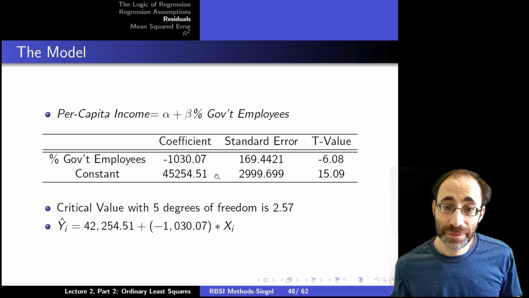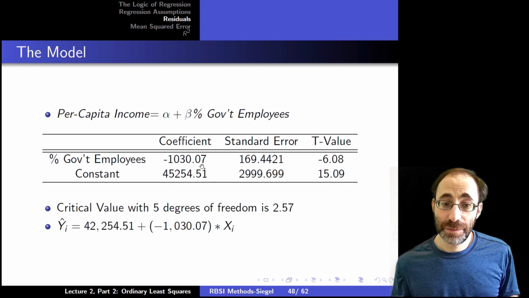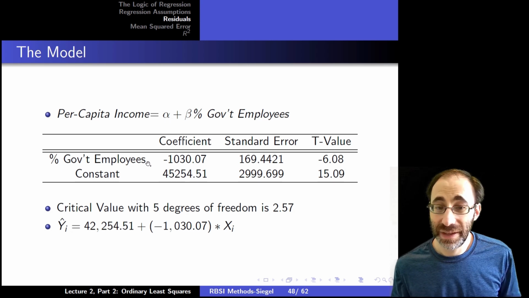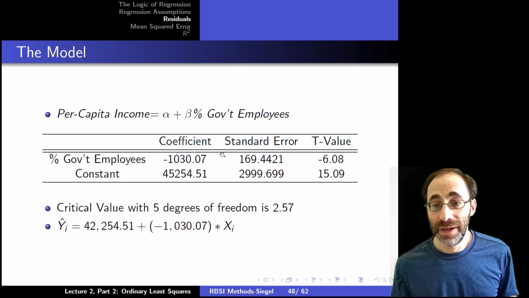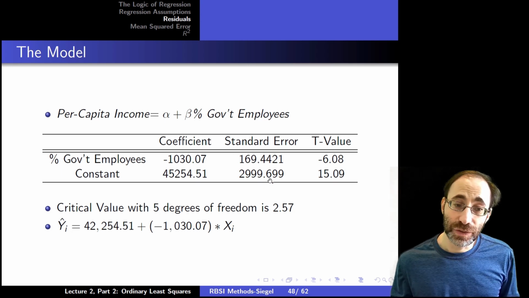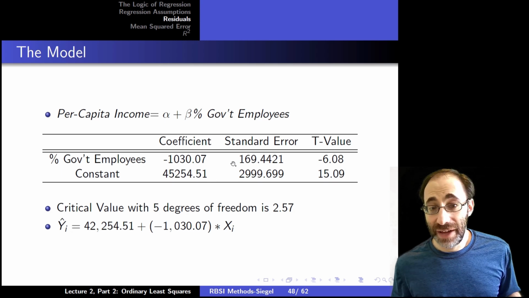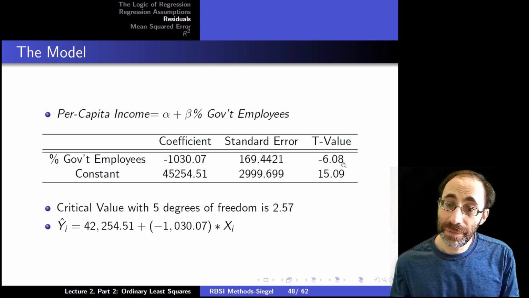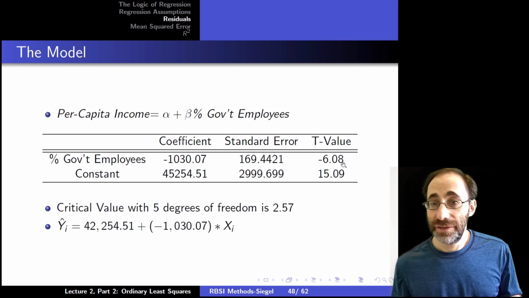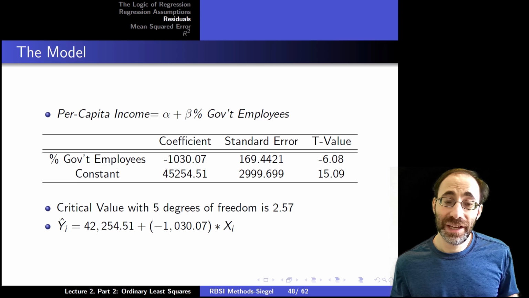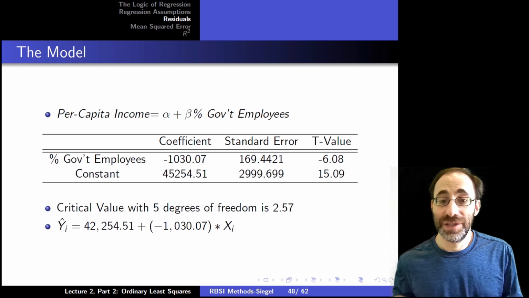It produces this table. It has the coefficients for both the constant, which is the alpha hat, and for the percent government employees. It is in fact negative as we expected. It gives you the standard error for each one of these coefficient estimates. We divide the coefficient by the standard error to get the t-value, which it gives to us helpfully over here. And we compare the t-value to the critical value to see if we have a significant difference from 0.